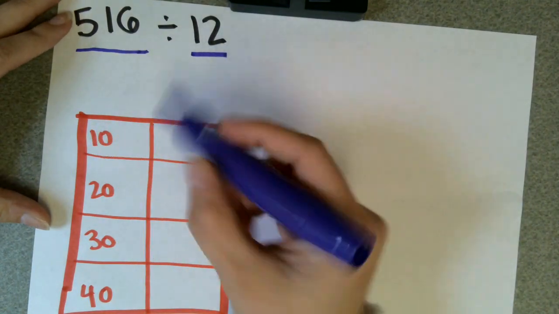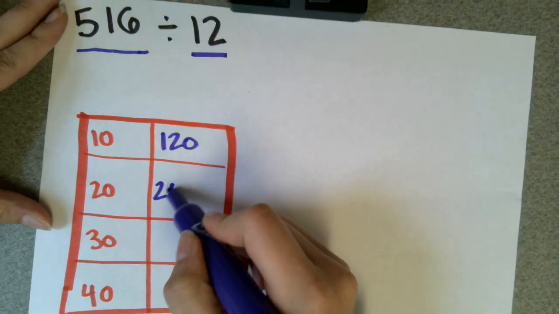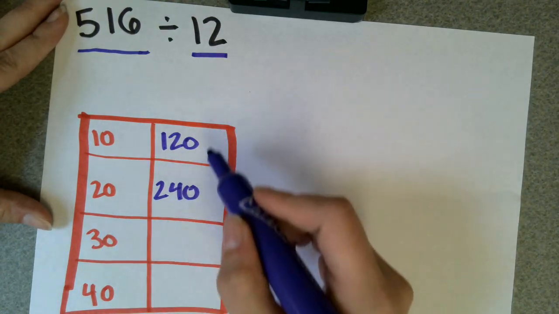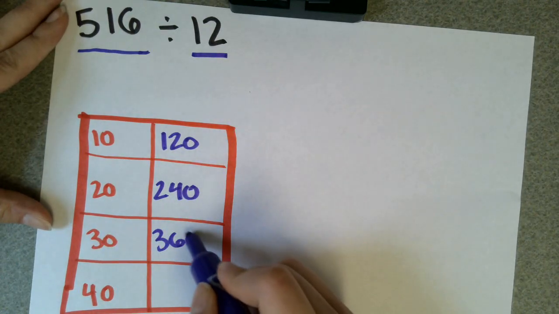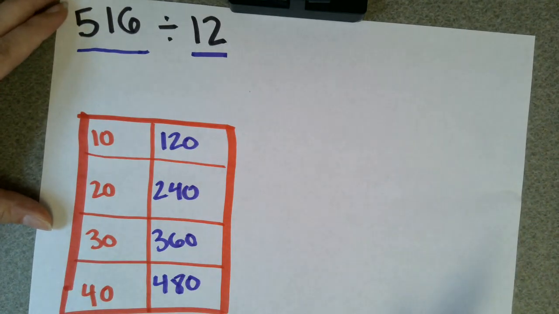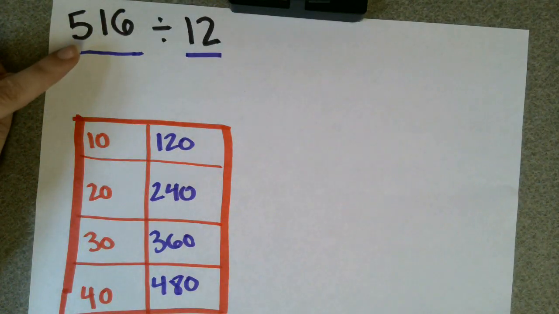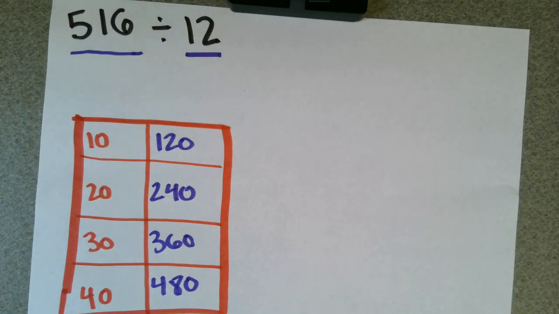So 10 times 12 would be 120. 20 times 12, you could do 2 times 12 and add a 0, which is 240. 30 times 12, 360. And 40 times 12, 480. So now that we have an idea of how many 12s can fit into 516 without overlapping, because we've used our multiples of 10 instead of doing repeated addition that many times, now we want to find out what two multiples of 10 our dividend can fit between.